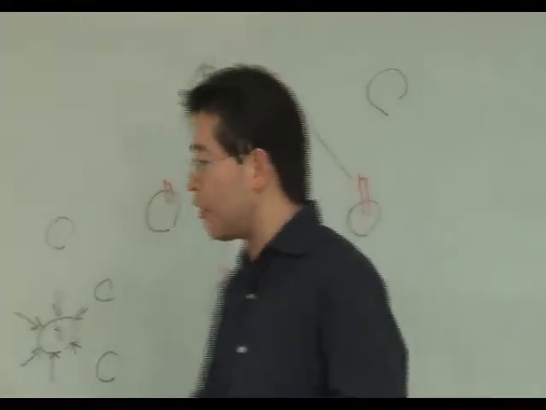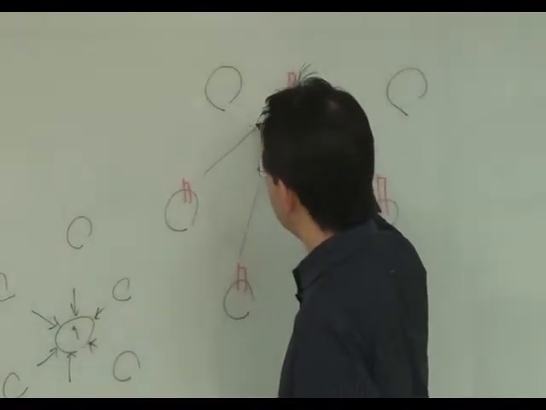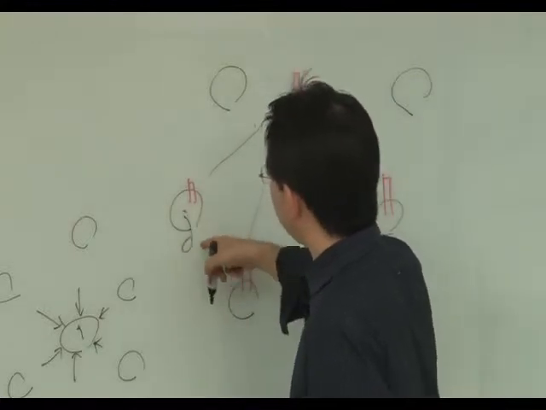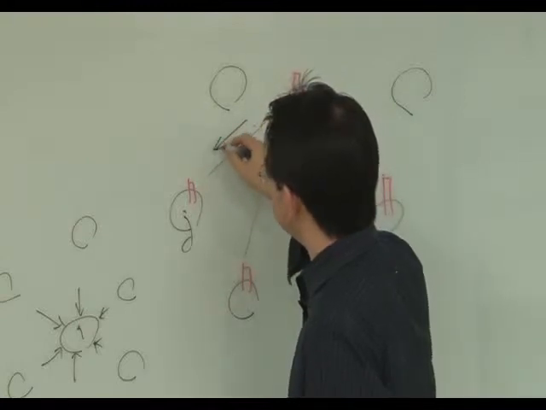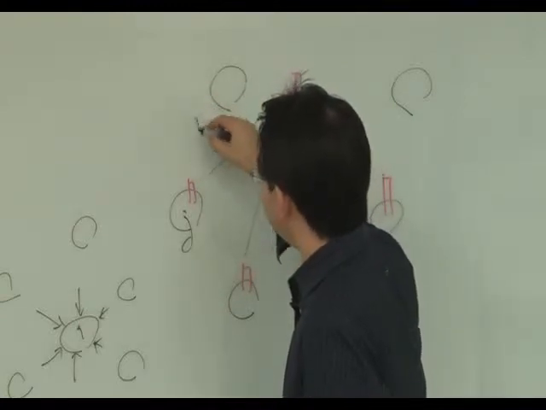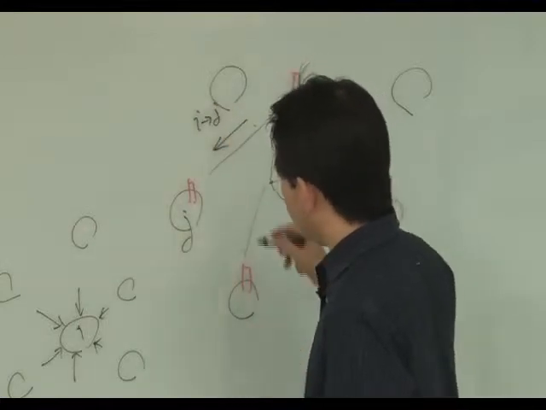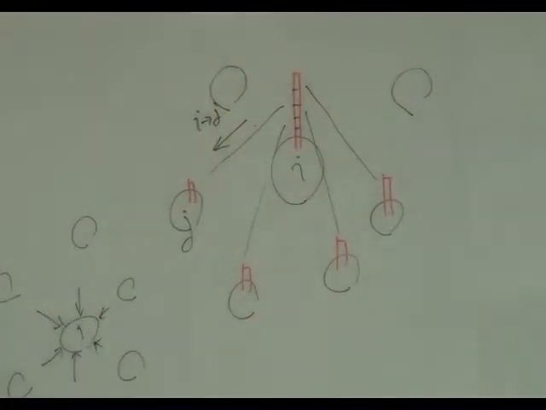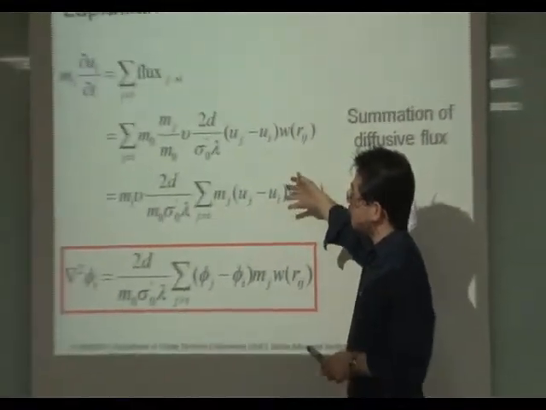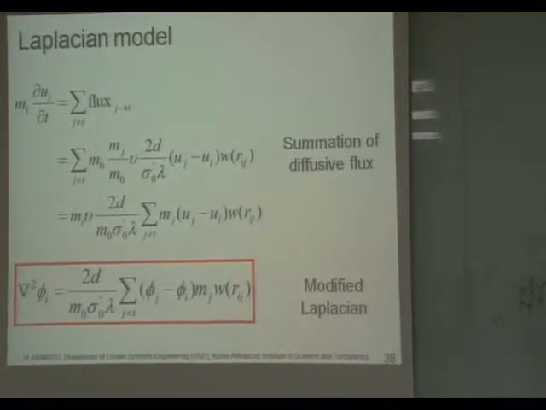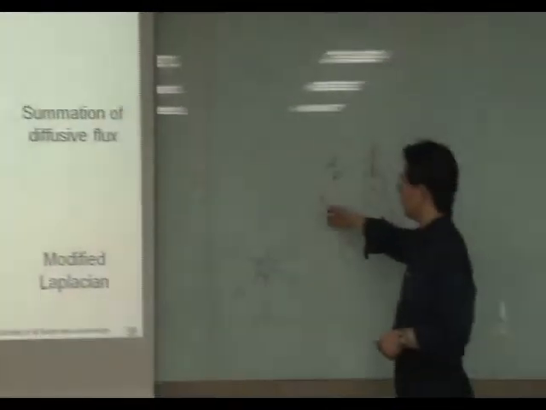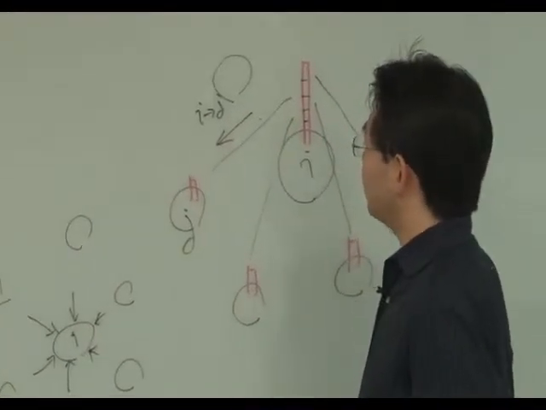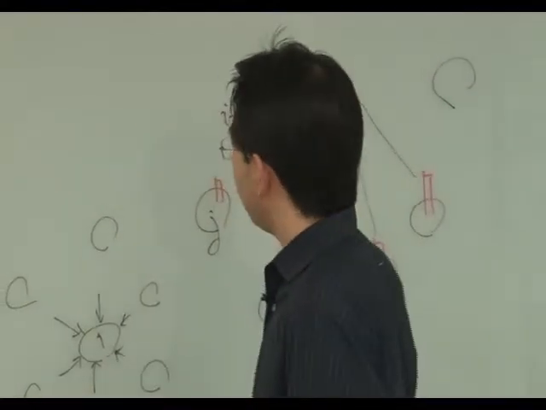But in the original model, if this is particle J, there will be an exchange of momentum from I to J. However, the Laplacian calculation, the diffusion term calculation, will be done separately for particle I and particle J. So in the original model, there is no assurance of the conservation of momentum.